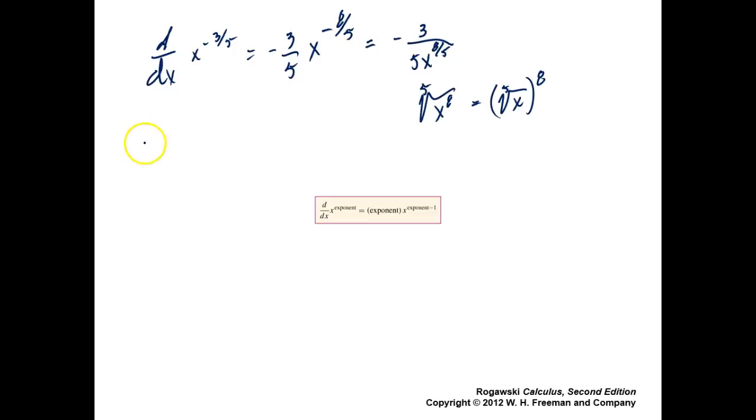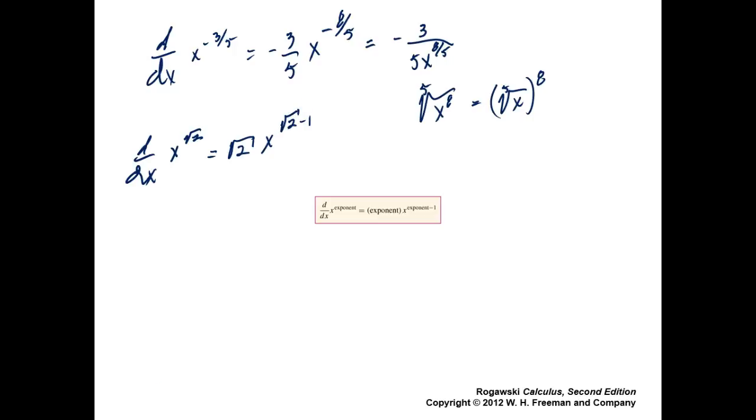Let's do this one. d by dx of x to the square root of 2. Can you do that? Say again? The square root of 2 times x to the square root of 2 minus 1. Okay. Now be careful when you're doing this.